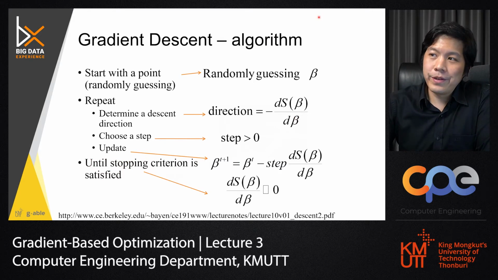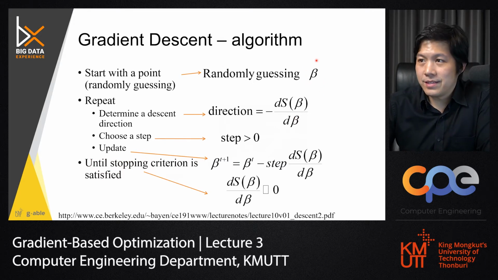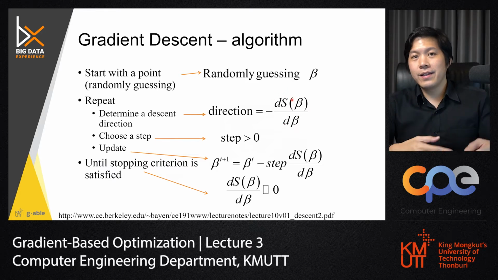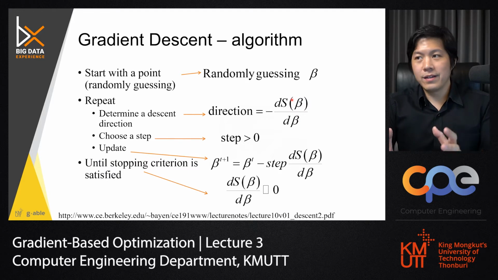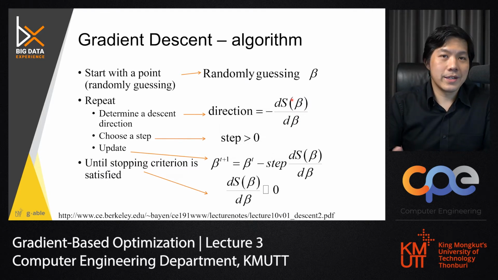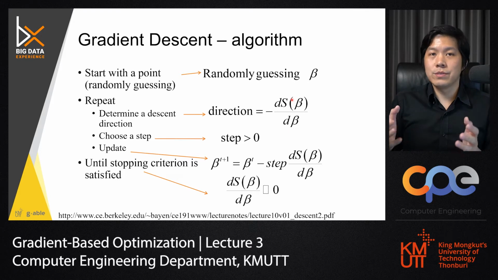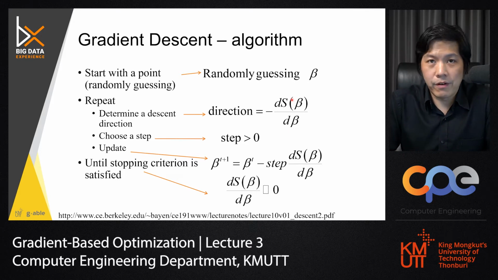First, you need to randomly guess beta. Just randomize the value of beta. Then you need to determine the descent direction. In coding, just substitute beta into dS by d beta. That means you need to get dS by d beta first. You need to have this function ready. It means that you need to take the partial derivative of the error function before using this algorithm. I mean using calculus, take the partial derivative like that. So you will have the formula to substitute beta into.